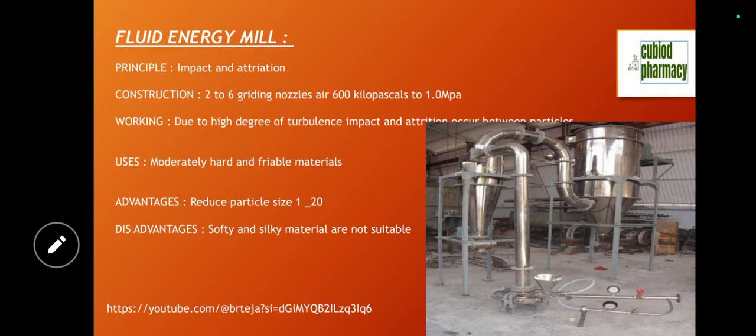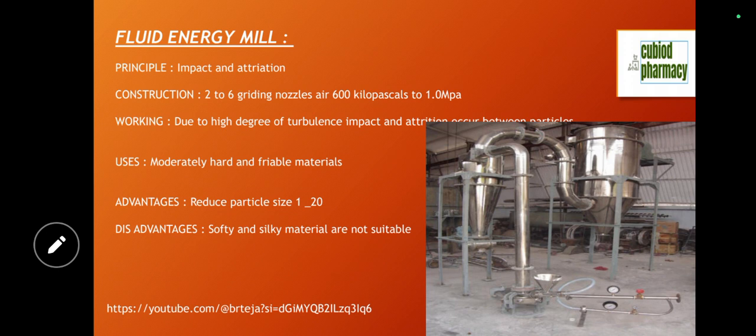Uses of the fluid energy mill: moderately hard and friable materials. This is the fluid energy mill equipment used in the pharmaceutical industry. It helps to reduce the particle size to 1 to 20 microns.